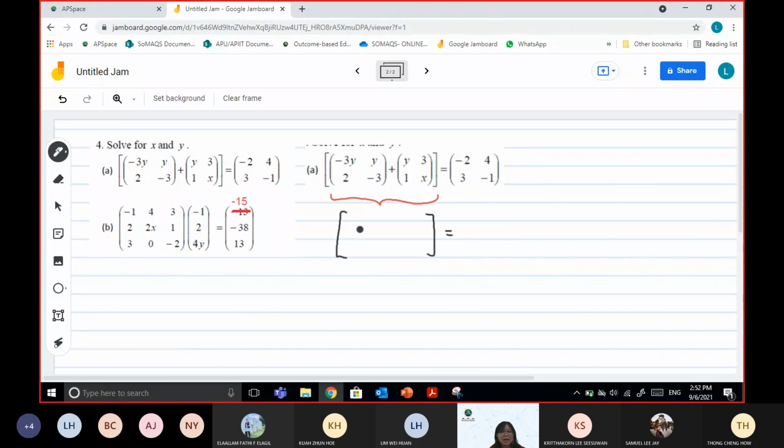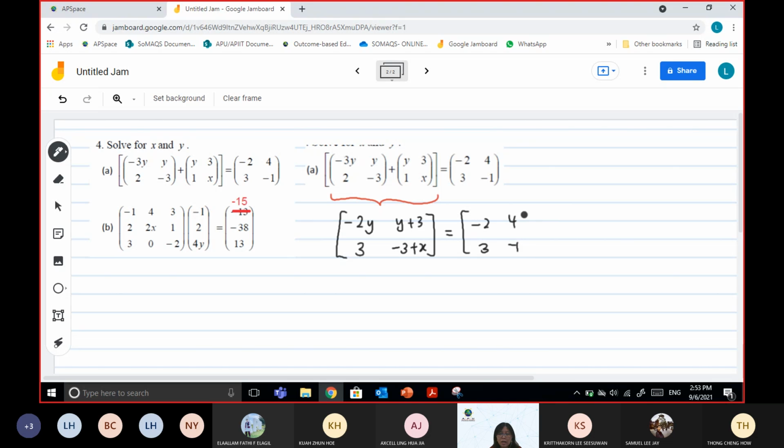Yes, Miss. Now, can you tell me what is the first element here? Negative 3y plus y, which is negative 2y. How about this one? Y plus 3. Then the one at the bottom? 3, 2 plus 1, 3. Then? Negative 3 plus x. Yes, correct. Thank you.